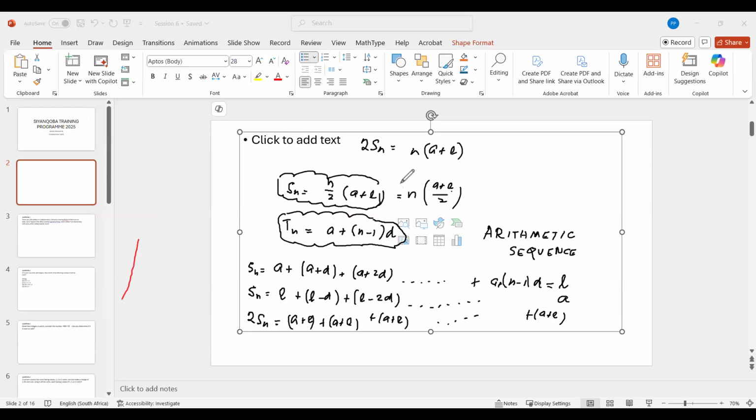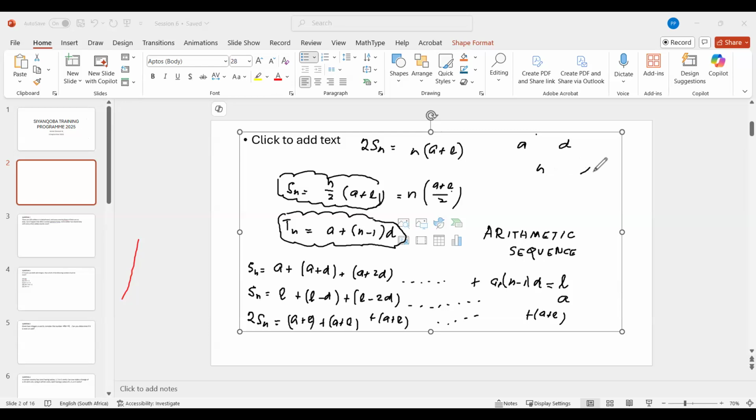So to sum up, we are working with arithmetic sequences where the difference is common. And then you've got a first term. So these are the symbols, the first term. And then you've got the difference, the common difference. And the n represents the number of terms. Remember, the n is very important, the number of terms.